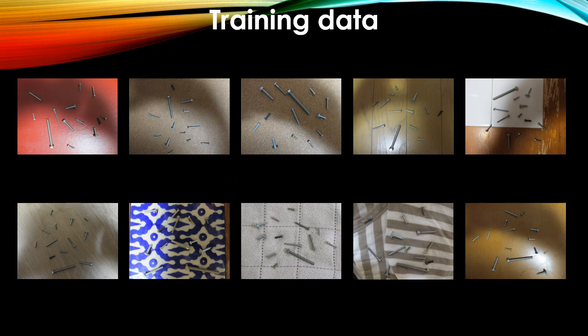Here is the training data we will use. It is just 10 images. Each image contains 13 bolts. During the annotation process, we will draw a rectangle that will precisely surround each bolt. Now, let's do the annotation.